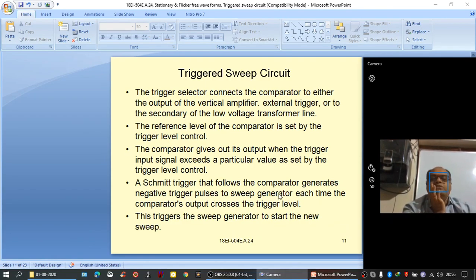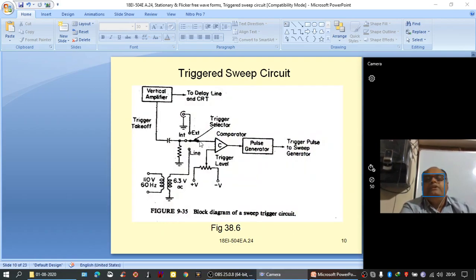A Schmitt trigger that follows the comparator generates negative trigger pulses to the sweep generator each time the comparator output crosses the trigger level. That means whenever the vertical amplifier output here exceeds the trigger level, a pulse is generated here. That pulse is converted into a negative trigger pulse. Initially it would be high, and whenever a pulse is generated here, that would be converted into a high to low transition. A negative pulse is generated for every pulse output at the comparator.